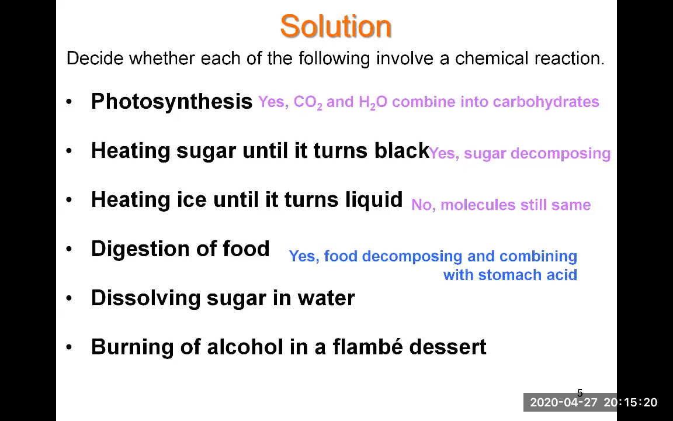When you're dissolving sugar in water, is this a chemical reaction?